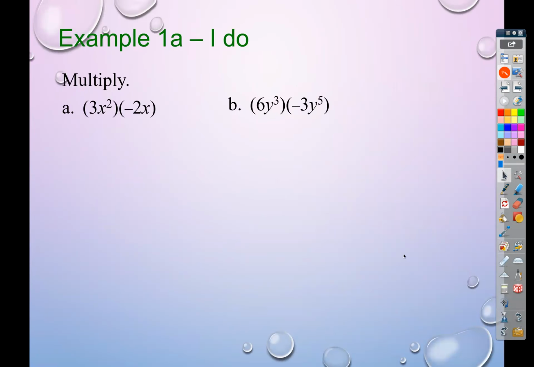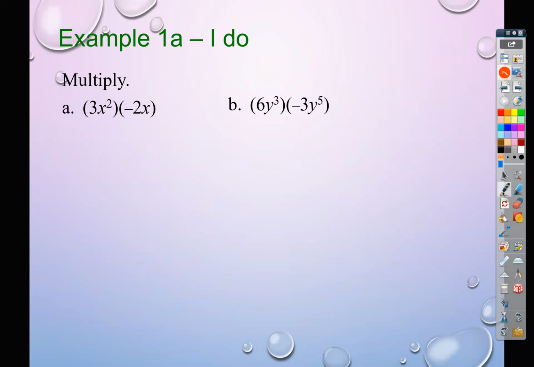Okay, so let's do the first example. We're going to multiply, these are actually two monomials. Just to review monomials, you multiply your coefficients. So 3 times -2 is -6. And then you multiply your variables, you actually add your exponents. So it'd be -6x cubed. B, we multiply 6 and -3 to get -18. And then how many y's do we have all together? 8.